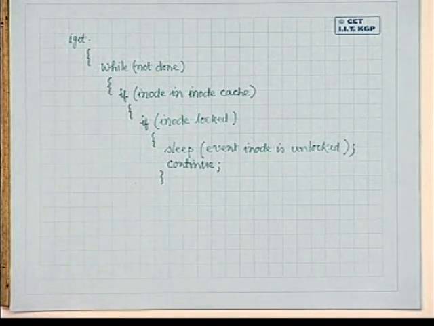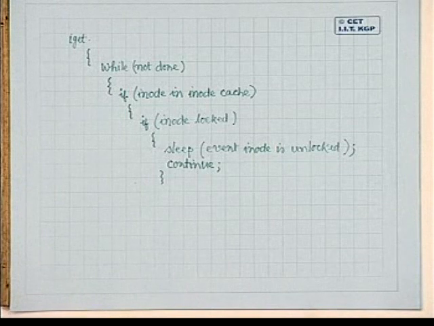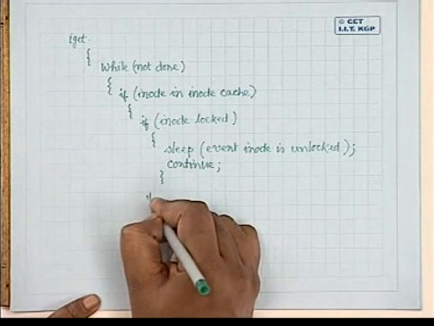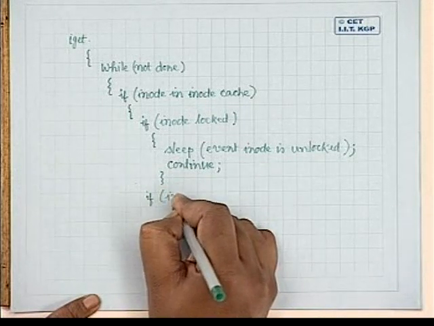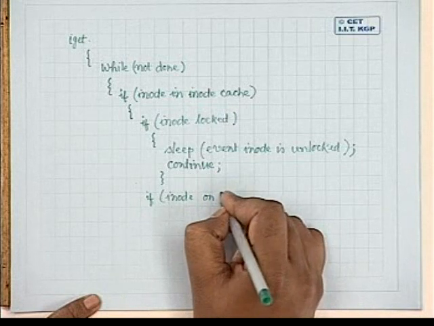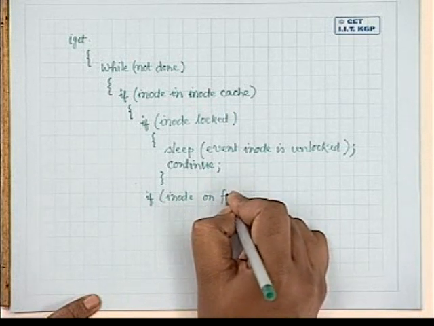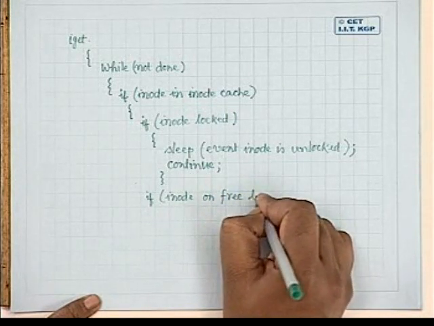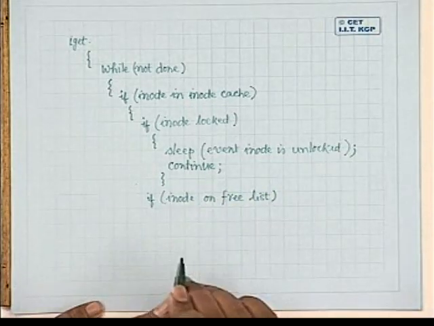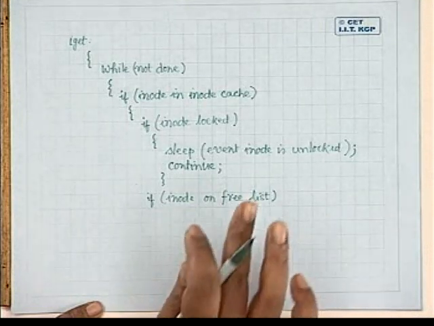If the inode is not locked, then again I can have two possibilities. The inode may be on the free list or the inode may not be on the free list. So first I have to check if the inode is on the free list or not. So if the inode is on the free list, that means the reference count was equal to 0.